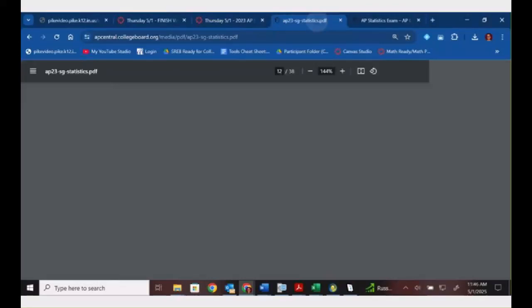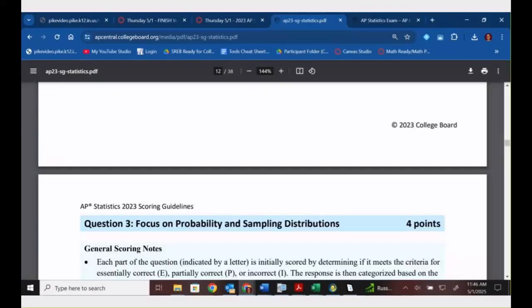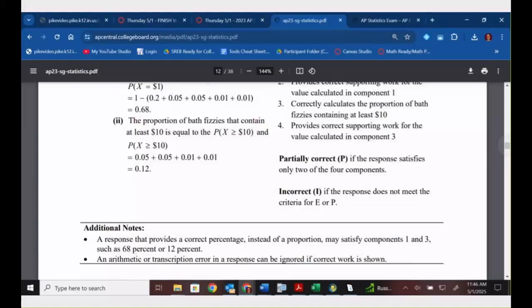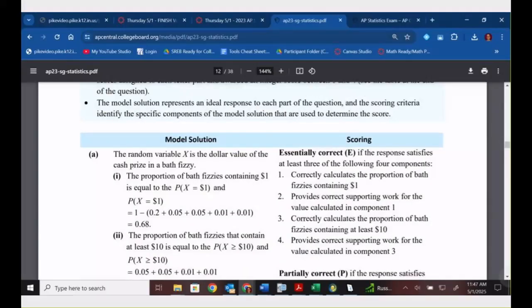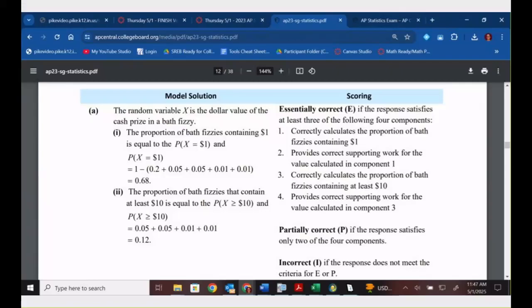Okay, so question number 3, scoring question number 3. Part A had 4 components.